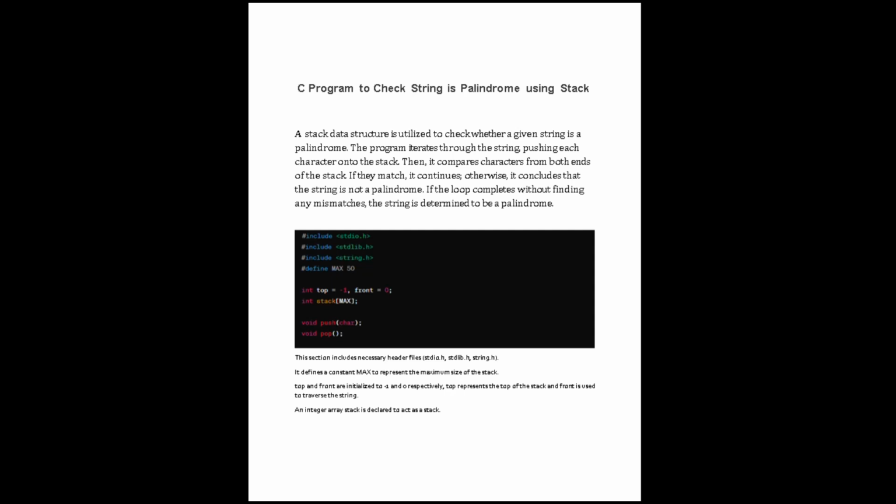This is the first section of the code. This section includes necessary header files like stdio.h, stdlib.h, and string.h. It defines a constant MAX to represent the maximum size of the stack. Top and front are initialized to -1 and 0 respectively. Top represents the top of the stack and front is used to traverse the string. An integer array stack is declared to act as a stack.